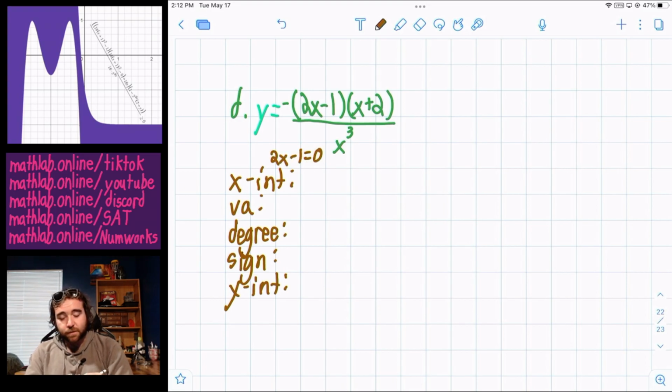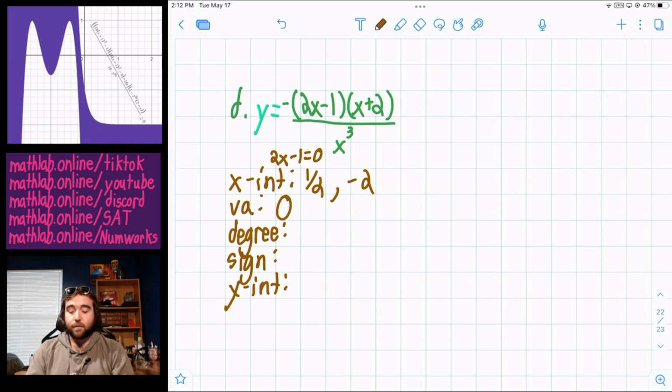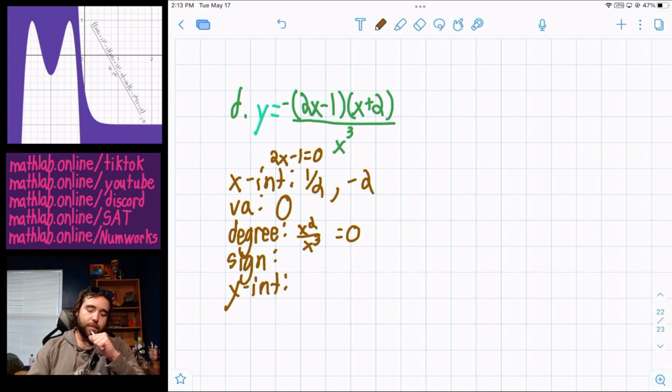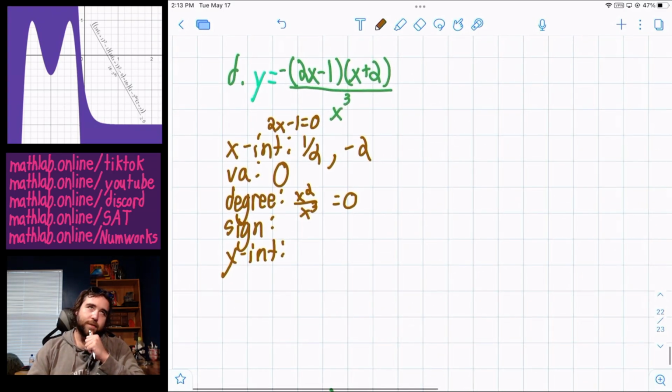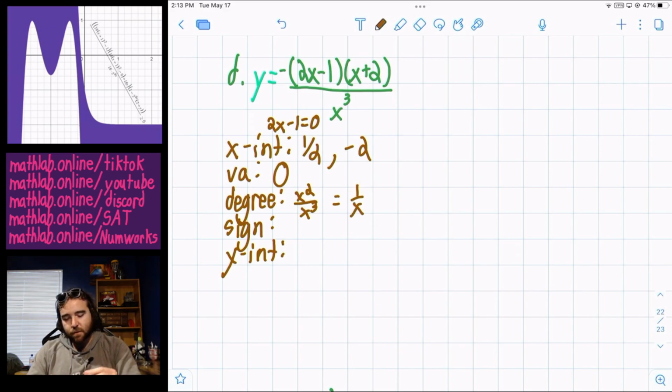X-intercept, 2x minus 1 equals 0. That's not 1. That's 1/2. And negative 2. Vertical asymptote is 0, and it's a triple root asymptote. The degree is negative, actually, right? Because it's x squared over x cubed. So it's sort of like a degree of 0 is what we're going to say, because this gets us 1 over x. It's negative.